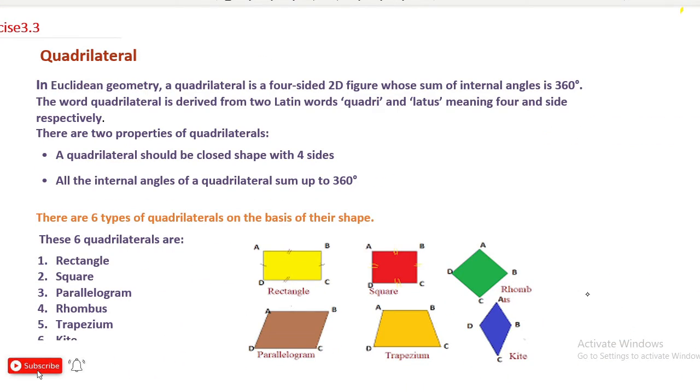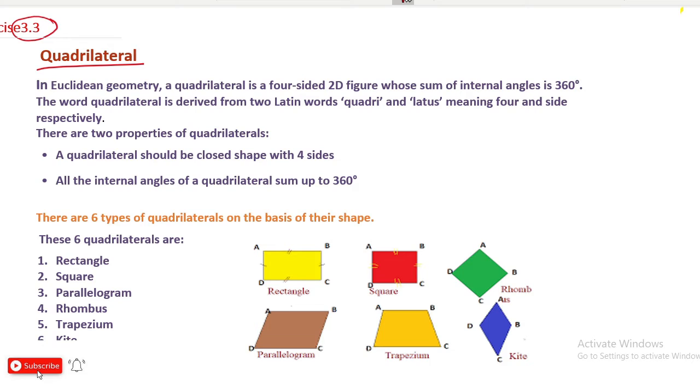This is your exercise 3.3 and it is the continuation part of 3.2. Here some definitions and the properties are given. Before starting 3.3, we understood or learned about these properties and the definitions. Okay, here is the first definition about the quadrilateral.